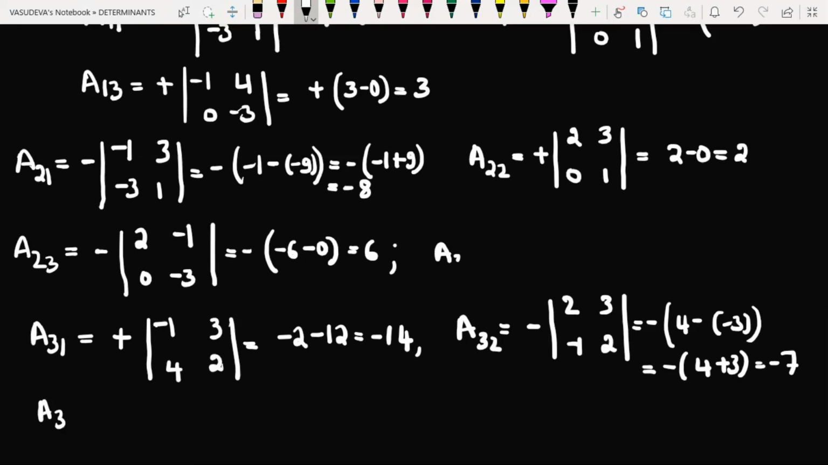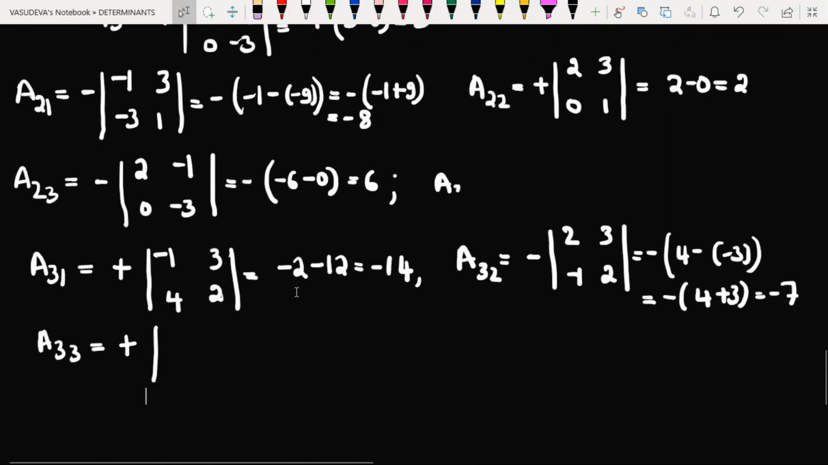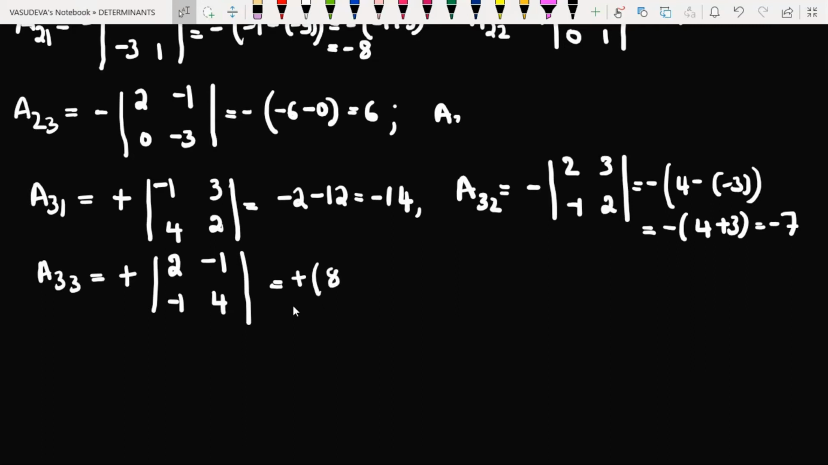Now A33, 3 plus 3 is an even number, so it is plus. Leaving the elements of the third row and the third column, the remaining elements are 2 -1, -1 4. Taking the determinant of these elements, so plus 8 minus (-1 into -1 is plus 1), so 8 minus 1 is 7. So now let us write the cofactor matrix.